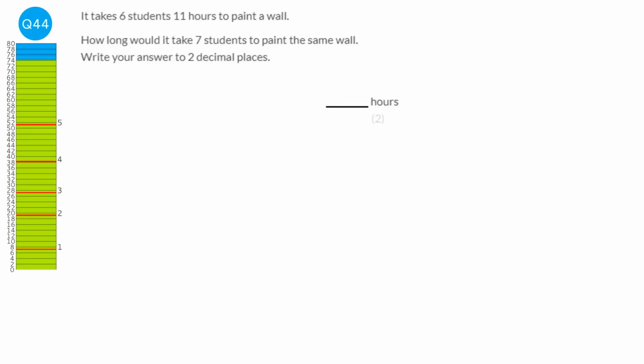To be able to work out this question, we need to work out the amount of student hours required to paint the wall. And to work that out, we've got 6 students and it takes them 11 hours. So 6 times 11 means it's going to take 66 student hours. So if we had 1 student, it would take 66 hours. 2 students would be half of that because they share the work, and etc, etc.